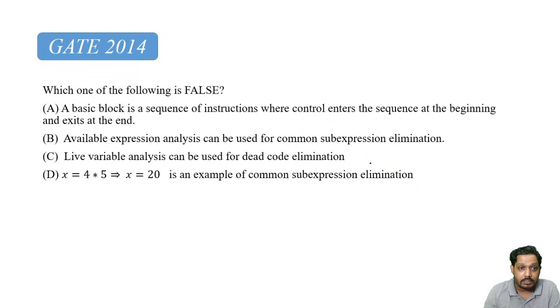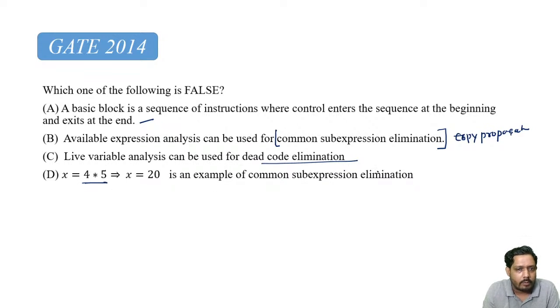This was the question that I was targeting, and it is now here. I believe that we have already done it. So basic block मैंने आपको बता दिया, the statement is true. Available expression analysis ये मैंने आपको बताया है, and that is for common subexpression as well as constant copy propagation. Okay, copy propagation. And live variable analysis भी बता चुका हूं मैं डेड कोड एलिमिनेशन के लिए. This is not a common subexpression, this is a constant folding. 4 multiplied by 5, you make it 20, and in that case the answer was D. I hope this question is now more clear to you.